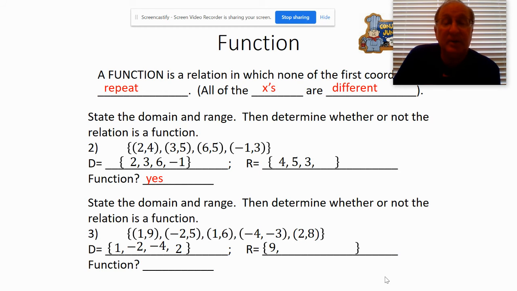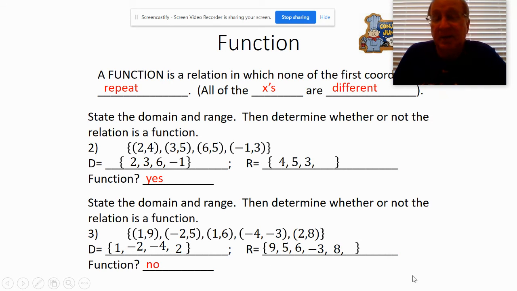And the range would be a 9, a 5, a 6, a -3, and 8. And it's not a function because, like we said earlier, the 1's repeated. The 1's repeated, so it was not a function.